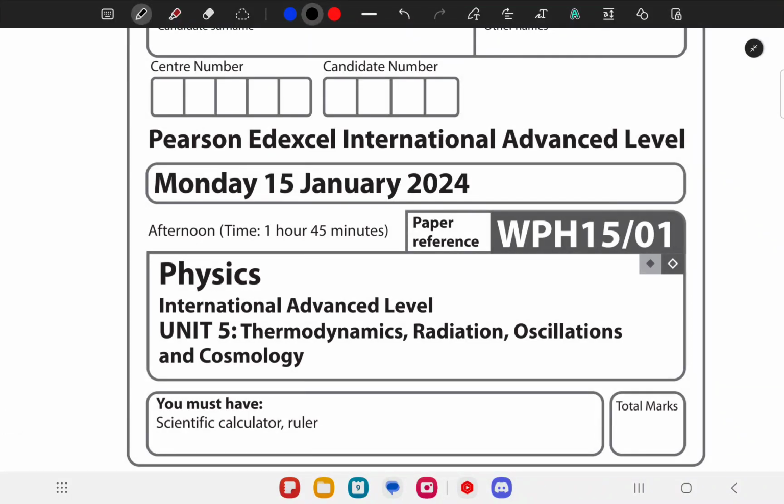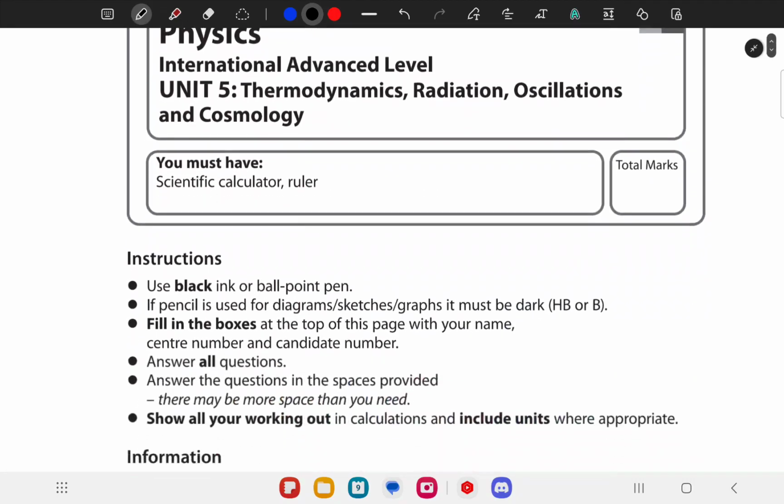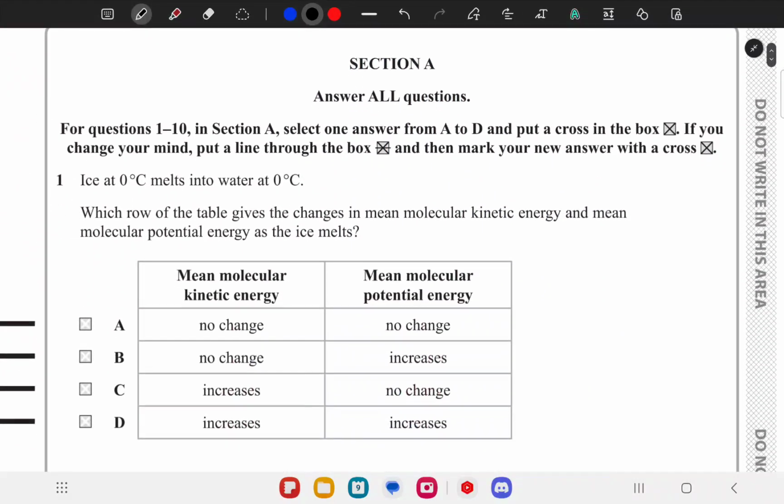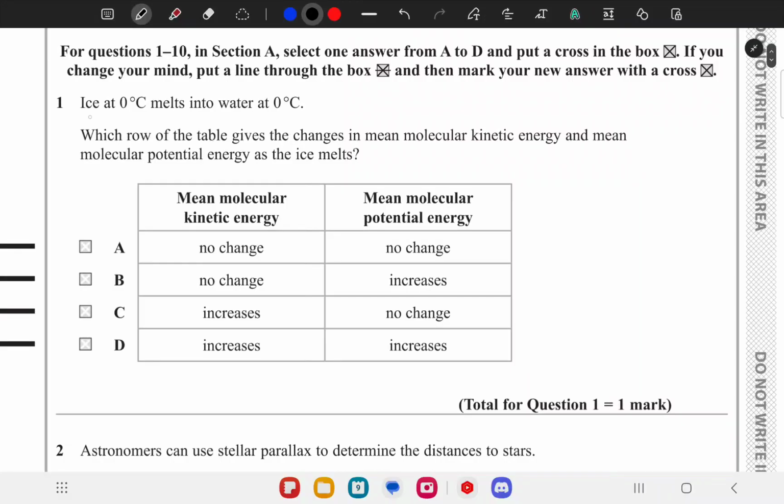Welcome to Mathematics. Today we'll be solving the Pearson Edexcel IAL January 2024 paper of Physics Unit 5. In question number 1, we are given that ice at 0 degrees Celsius melts into water at 0 degrees Celsius.